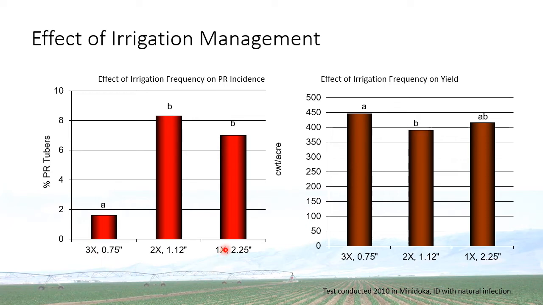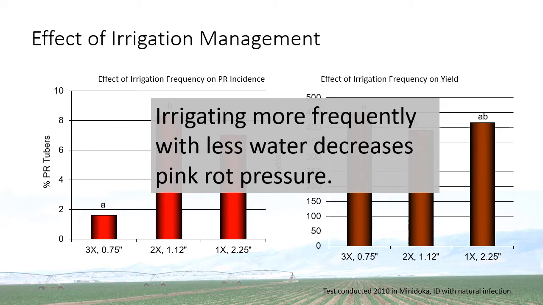But at the end of the year, the amount of pink rot that we had under the 1X or the 2X irrigation regimes was significantly higher than what we saw with irrigating 3 times a week with less water. When you also look at the yield here, we had significantly higher yield where we irrigated 3 times with a third of the water. Now this may seem somewhat intuitive, but the bottom line is irrigating more frequently with less water decreases the pink rot pressure.